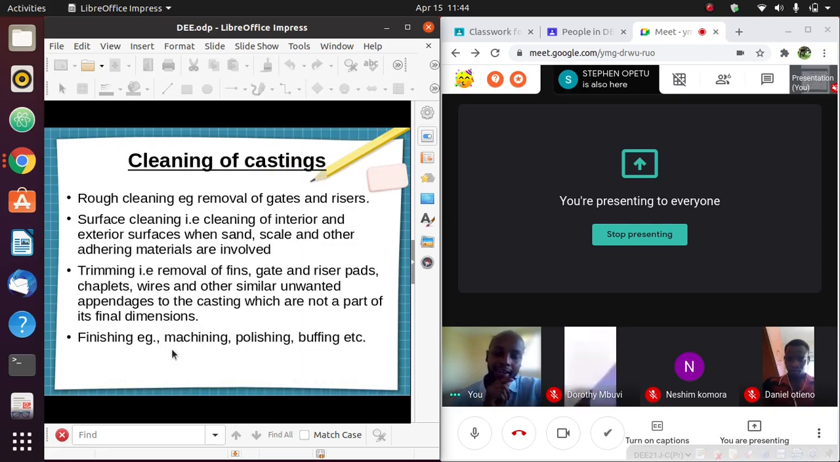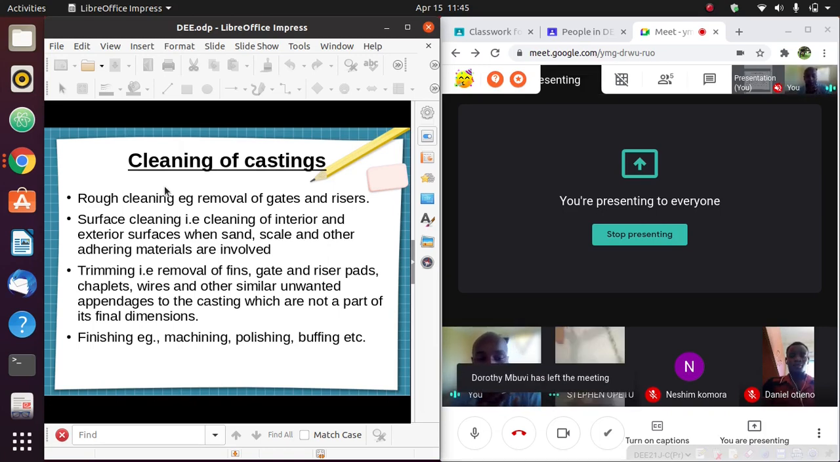And the process of cleaning, kuna rough cleaning. The removal of those gates, your gate and risers. Rough, unachukua nyundo unagonga inavunjika, ama unaweza chukua casting yako yenyewe ukaichukua ukaangusha ikavunjika. Surface cleaning. For that process of casting, that will have things attaching themselves on the casting, the sand, the coatings, zitastick katika ile casting yako, so you'll have to clean that surface. We can use a wire brush. We can use grinders to remove those materials.